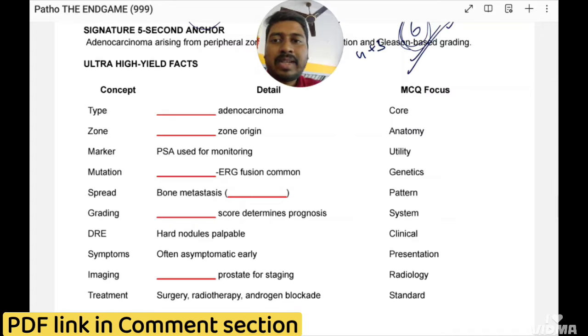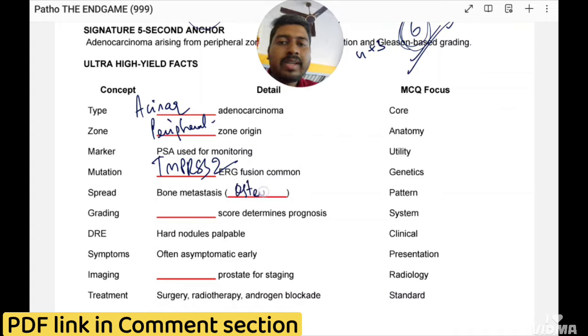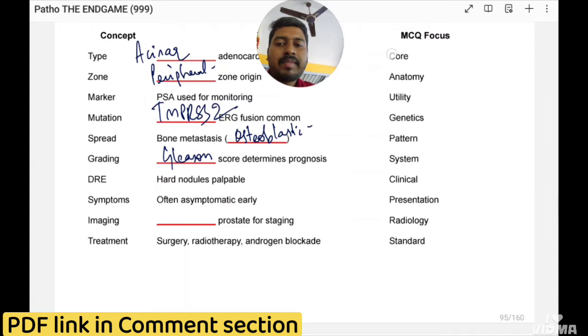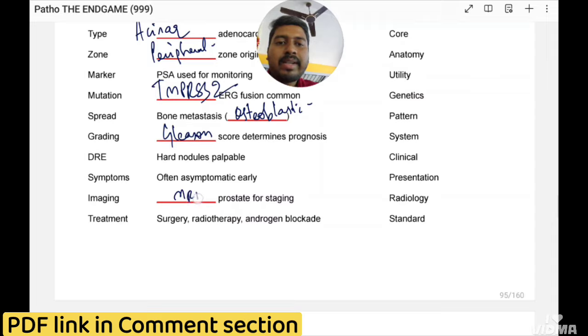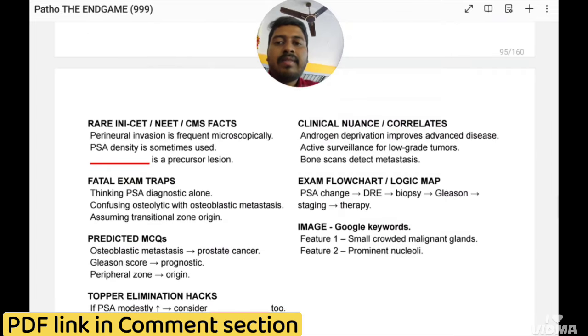So which type of adenocarcinoma is prostate? It is acinar type of adenocarcinoma. Zone: peripheral zone. In BPH we had the transitional zone. Mutation: TMPRSS2. Spread is osteoblastic, that is, bone metastasis which is osteoblastic spread. Grading: which score is used? Gleason scoring is used. Next, imaging: we do MRI of the prostate for staging.